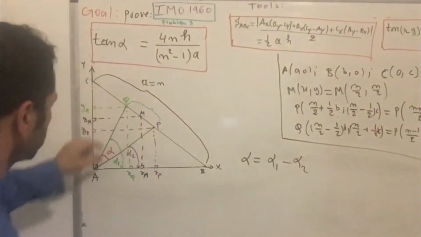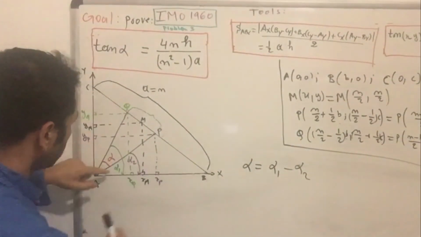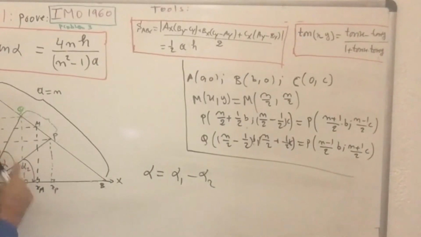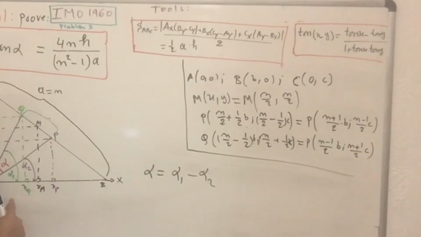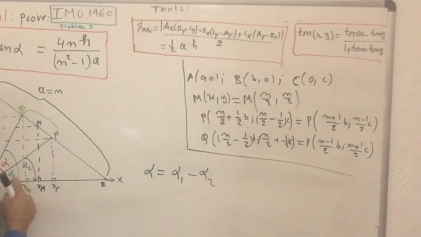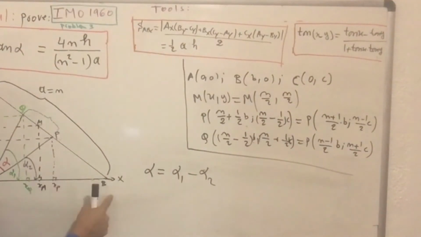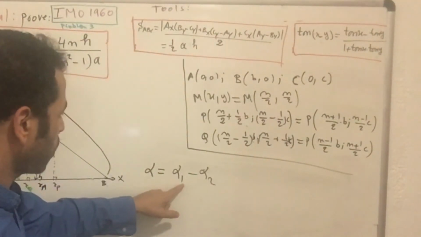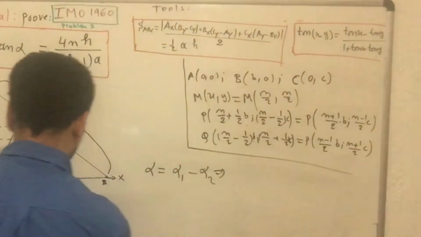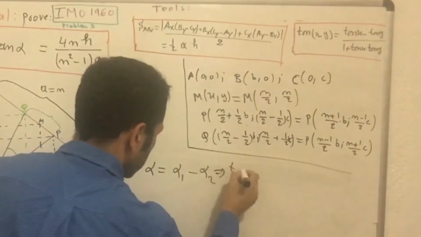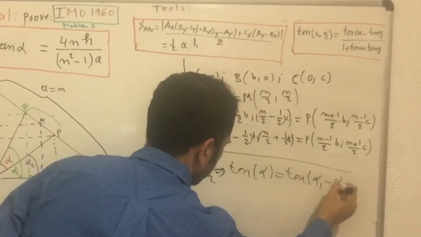That means, what's alpha? Alpha is this angle between QAP, this one is alpha, equal what? This angle equals this big angle, which is alpha 1, which is this big angle QAB, minus this small angle, which is PAB, okay? It is noted by alpha 1 minus alpha 2, okay? I'm going to apply tangent here. So tangent alpha equals tangent of alpha 1 minus alpha 2.